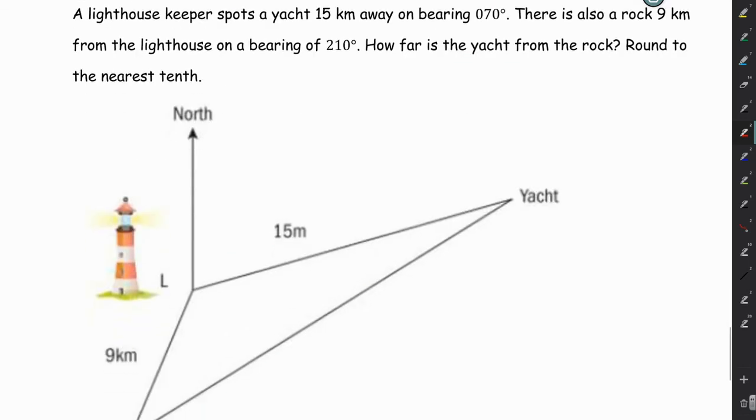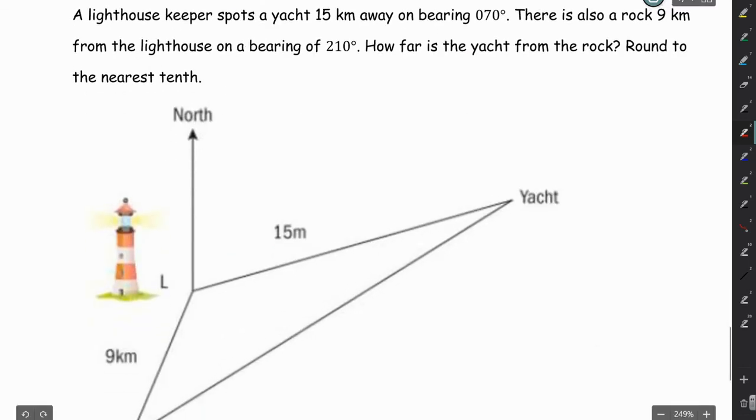A lighthouse keeper spots a yacht 15 kilometers away on a bearing of 70 degrees. There is also a rock 9 meters from the lighthouse on a bearing of 210 degrees. How far is the yacht from the rock, rounded to the nearest 10? All right, so some of this picture is already marked up. I just want to make a little note here that this line continues. So the lighthouse keeper spots a yacht 15 kilometers away at a bearing of 70 degrees.